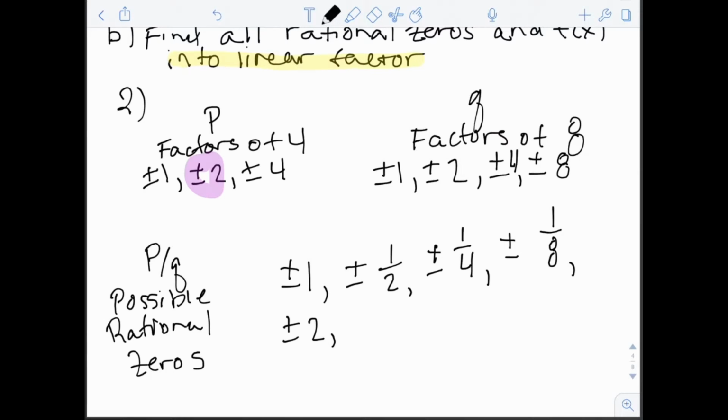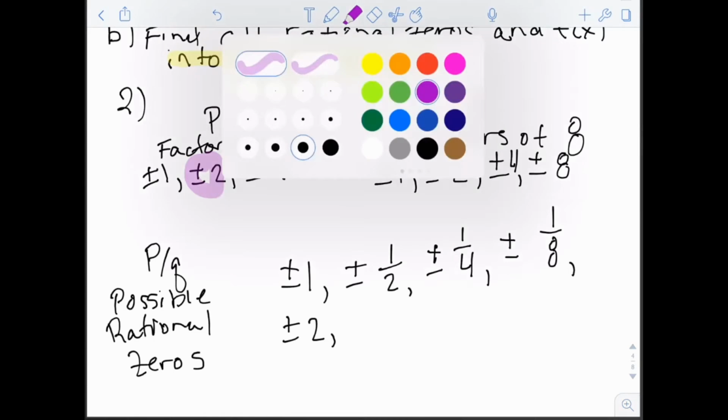So let's move on to the second one. Plus or minus 2 divided by plus or minus 4. Well, that just gets us a plus or minus 1/2. Again, we have that, so there's no sense in repeating it. And our last one is going to be plus or minus 2 divided by plus or minus 8. And again, that's going to get us a 1/4, which again, we already have, so there's no sense in repeating it.